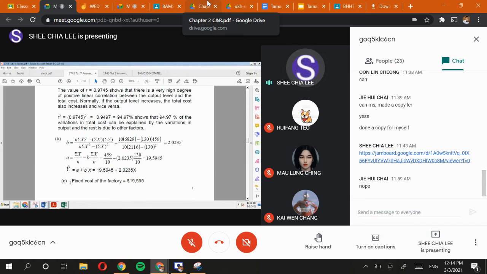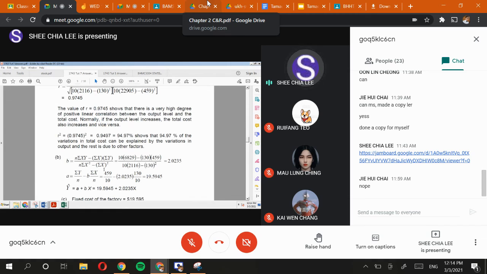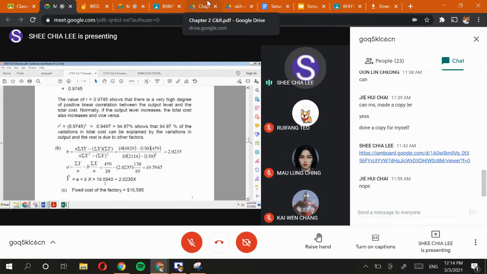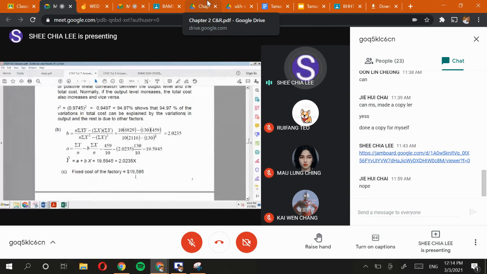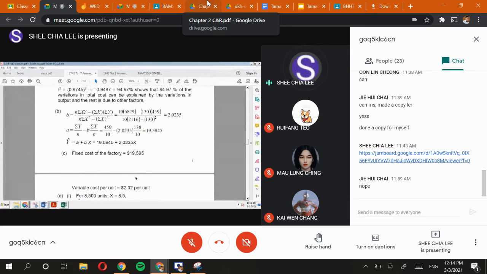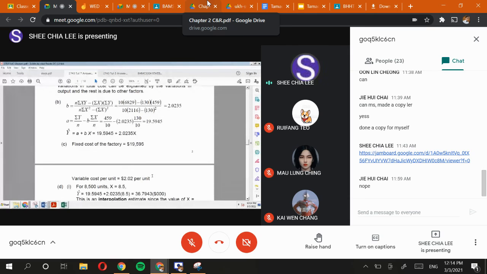All right, so for the C, the fixed cost of the factory is A. So A, this one, because if your X is 0, your Y is 19.5945. Y is in thousand, so it is $19,595. Whereas the variable cost is per unit, so it is 2.02 per unit. So here the fixed cost is A, variable cost is your B.